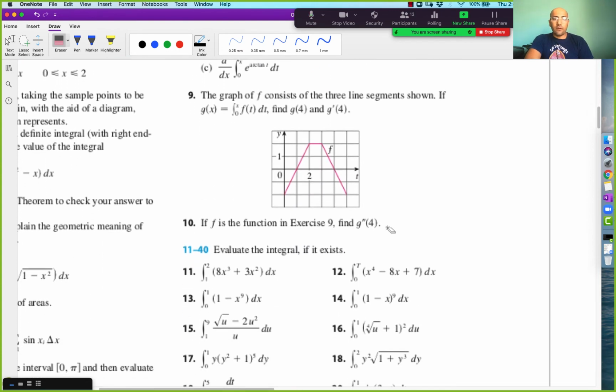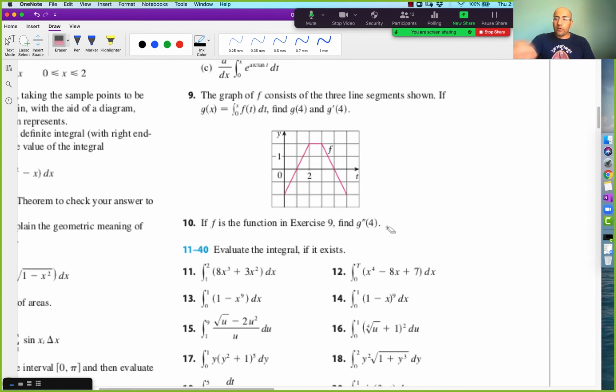Okay, another fantastic question. I love this kind of question. This is a fantastic exam question. The graph of f consists of 3 segments shown, where g of x is equal to the integral from 0 to x of f of t. Find g of 4, and then find g prime of 4.